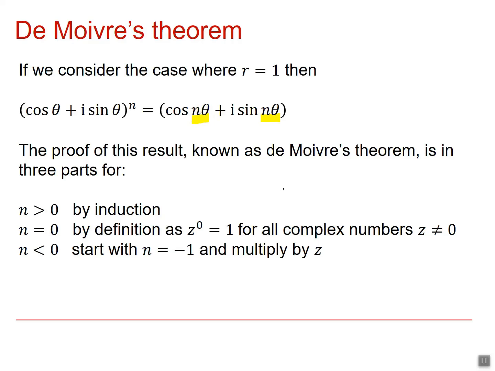The proof of this result, known as de Moivre's theorem, is in three parts: n is greater than 0, n equals 0, and n is less than 0. The proof is beyond the scope of this video, but you ought to look at your textbook for a detailed proof.